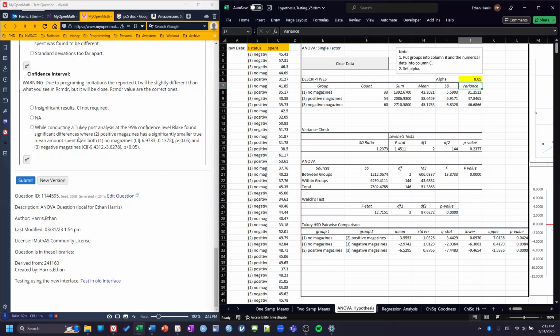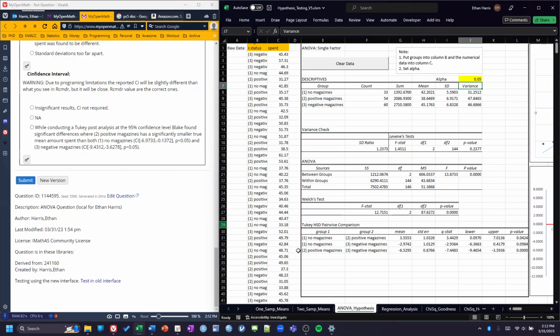So let's go ahead and take a look at them. Notice here how we looked at no magazines and positive magazines. Those ones were different. Look at our p-value. Our confidence interval does not contain 0. So we can say that here, no magazines had more spent than positive. Let's read this real quick. Blake found a significant difference where positive magazines had a significantly smaller mean amount than no magazines. And that's what we see here. Now notice the numbers are slightly different. They are close, but slightly different. That's what I mean by the programming limitations.